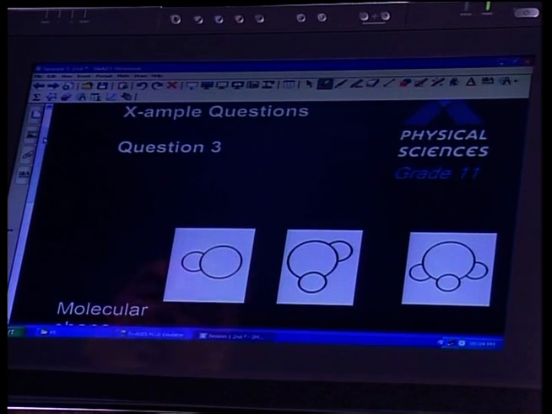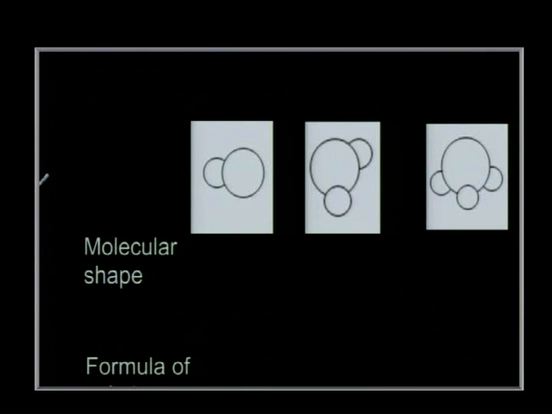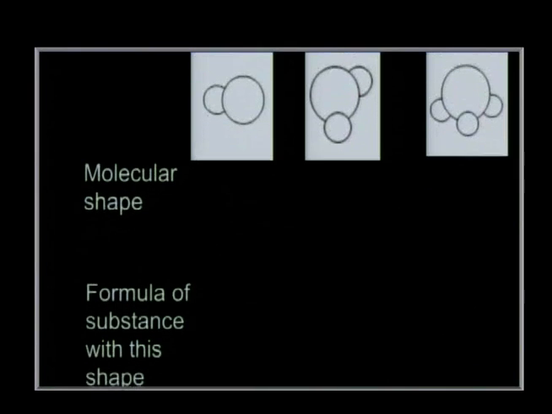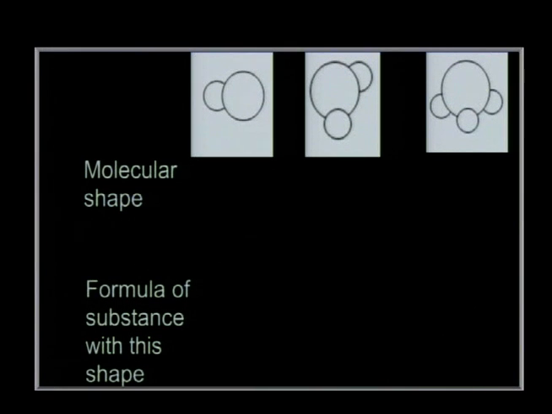Right, question number 3. Here is our question about the shapes of molecules, and it's an important one. So let's go and have a look at it. Well, what's this molecular shape? We've got a small one and a big one. Well, I think we can do this easiest if we identify the substance. The formula of a substance with this shape, well, if we take the small ones as being hydrogen, then that could be hydrogen with a non-metal, something like chlorine. So HCl. What's the shape?